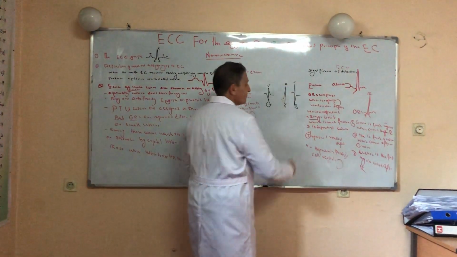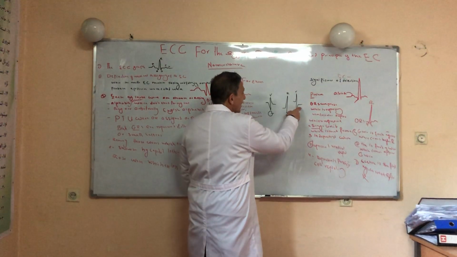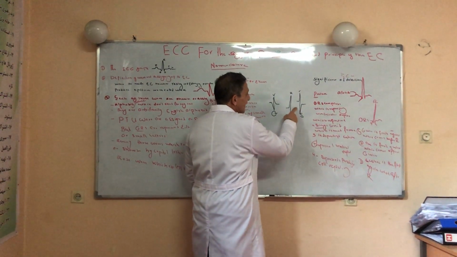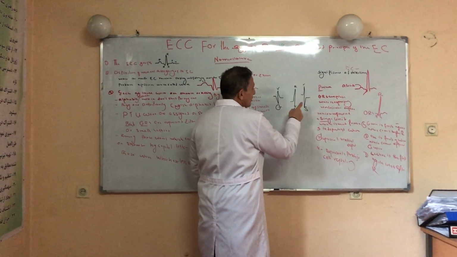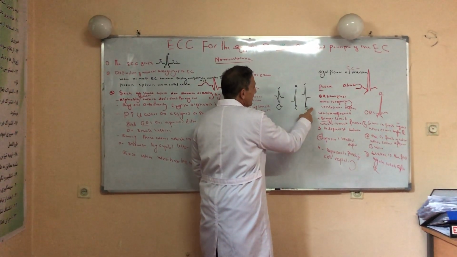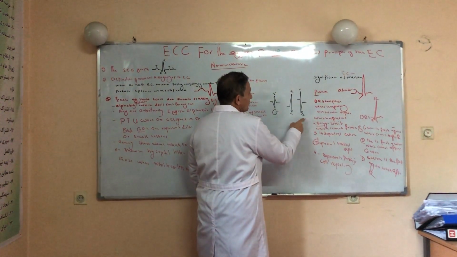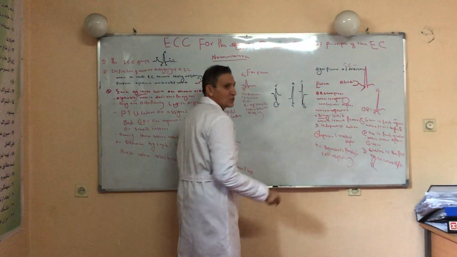The next one. This one is larger. Yes, the S wave is larger and the R wave is smaller. So the S wave is more than 5 mm and the R wave is less than 5 mm. So this S wave is represented by a capital letter, but this R wave is represented by a small letter.